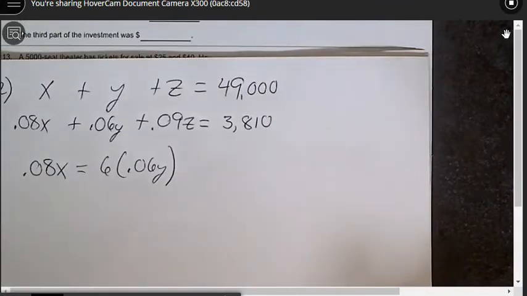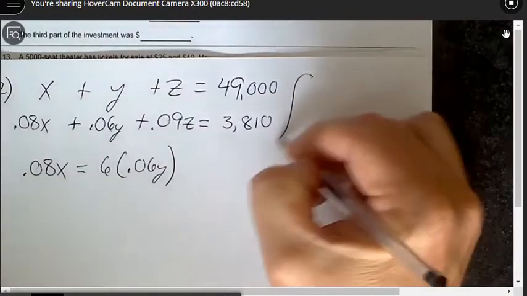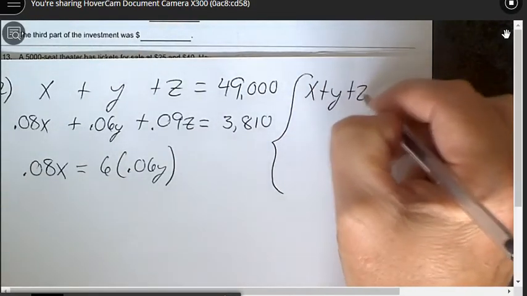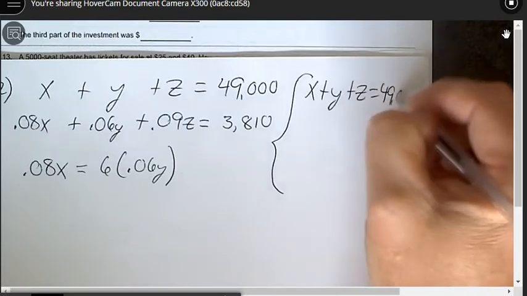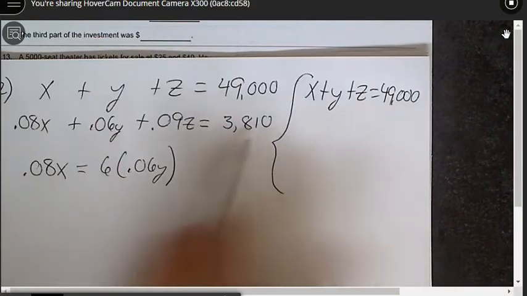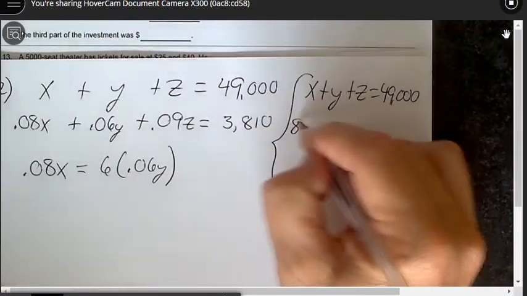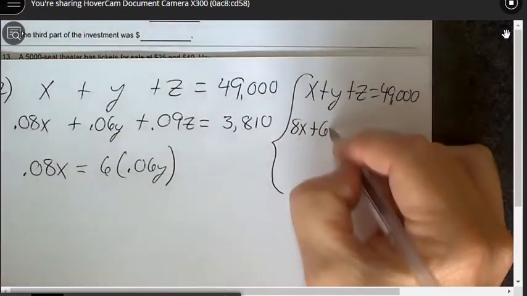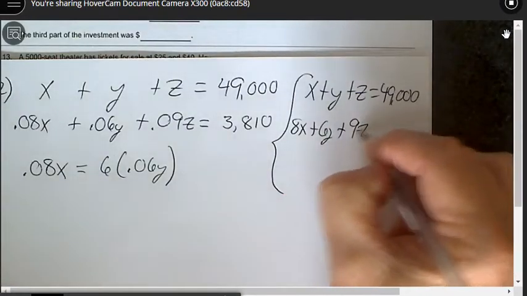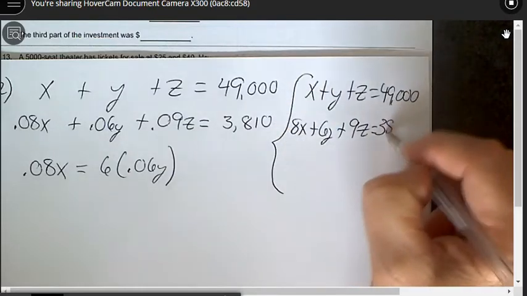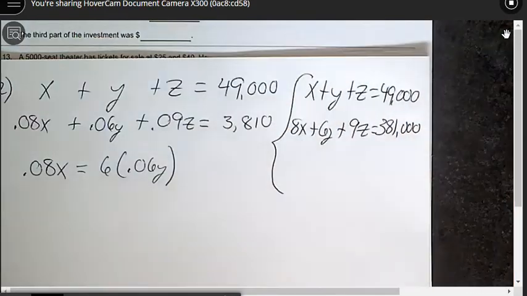If you take those initial equations and then just rewrite them over here so that we've got something a little bit easier to work with. We have X plus Y plus Z equals 49,000. For these, I would say multiply them all by 100 to get rid of the decimals. That would make that 8X plus 6Y plus 9Z equals, we're going to add 2 zeros here, so that's 381,000.